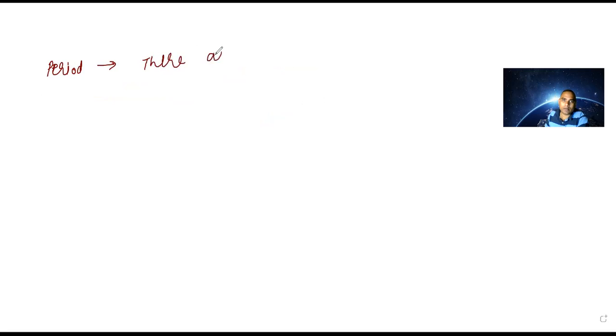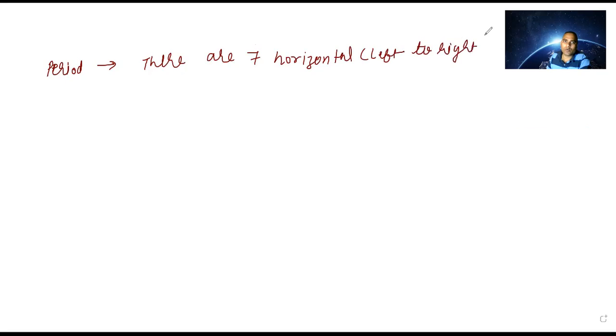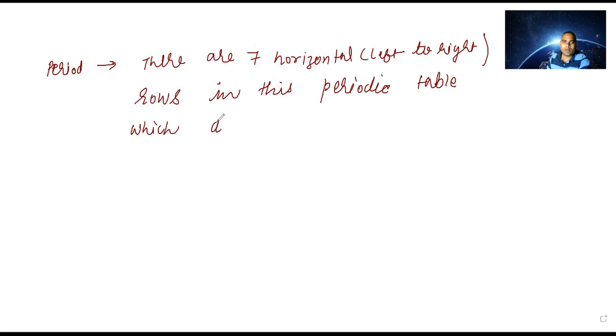there are 7 horizontal rows, left to right, in this periodic table, which are known as periods. Left to right rows are known as periods.